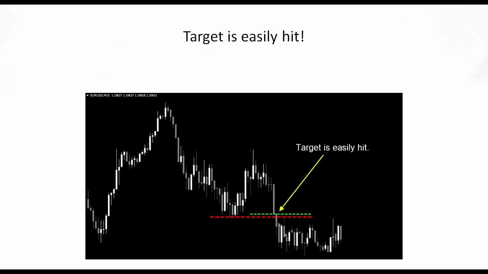All right, in this case, it blew through, but that's how it goes. Target's easily hit, and I'm just going to point this out. We have this area of support, which turned into resistance, which turned into resistance, which also turned into resistance. We find this everywhere. If I draw a line across here, we see an area of resistance, resistance, resistance. Support resistance is a wonderful thing.